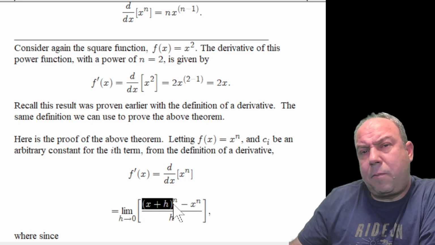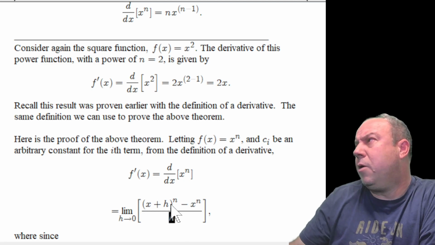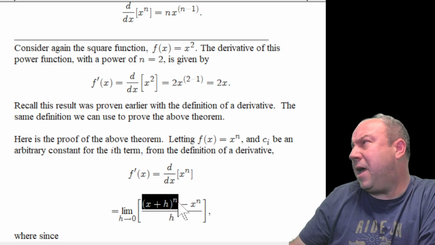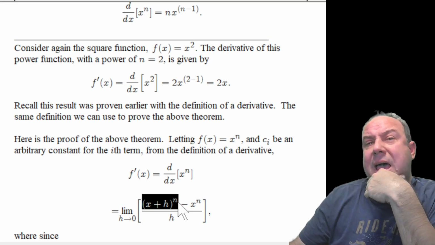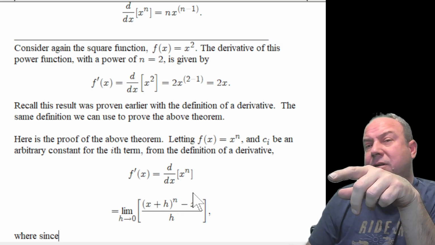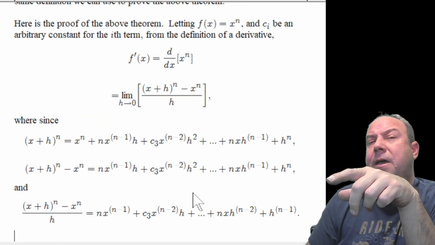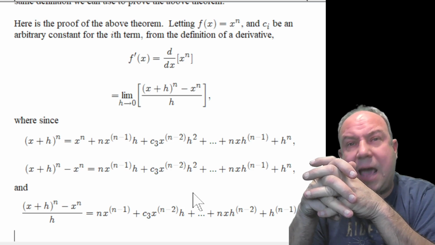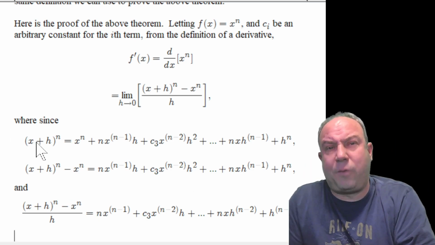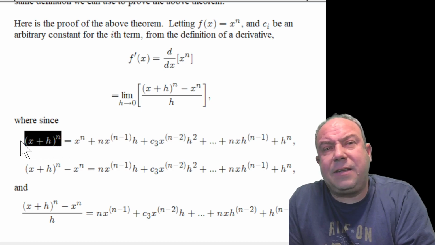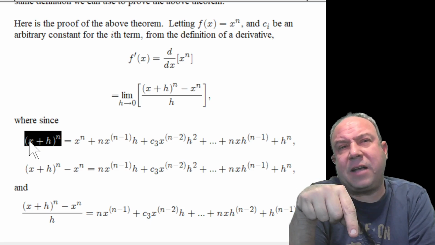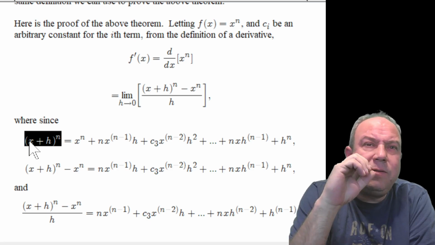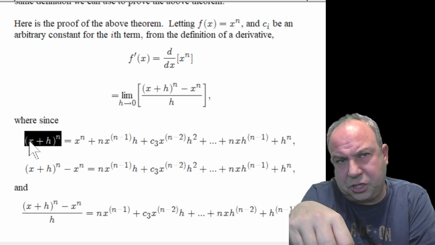right? Minus x to the n, all divided by h. Where since f of x is x to the nth power, x plus h to the nth power is going to be f of x plus h. And if we expand that quantity outward, we've done this before. When we were looking at, I think in the previous set of notes, we had x plus 2 to the third power. Here we have x plus h to the nth power. This will undergo what we call a binomial expansion.